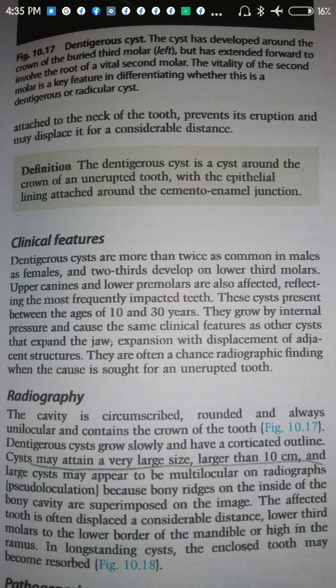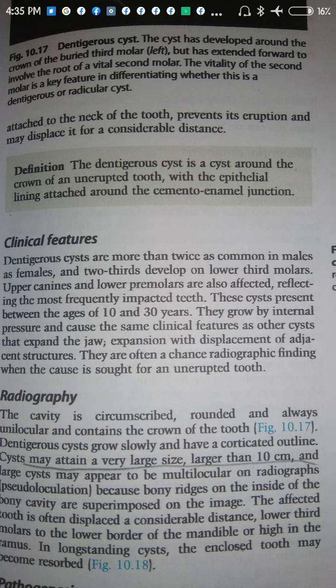They grow by internal pressure and cause the same clinical features as other cysts that expand the jaw. Expansion with displacement of the adjacent structures. They are often a chance radiographic finding when the cause is sought for an unerupted tooth.